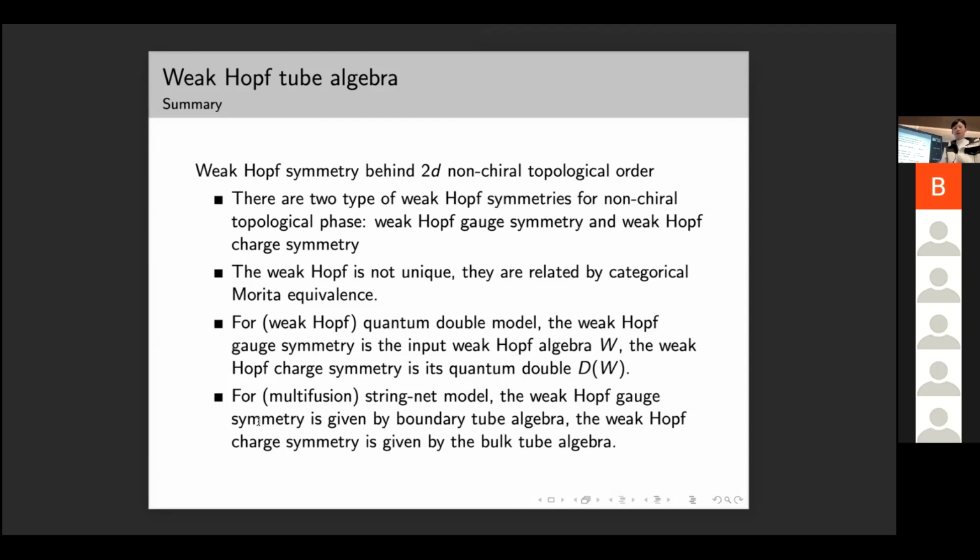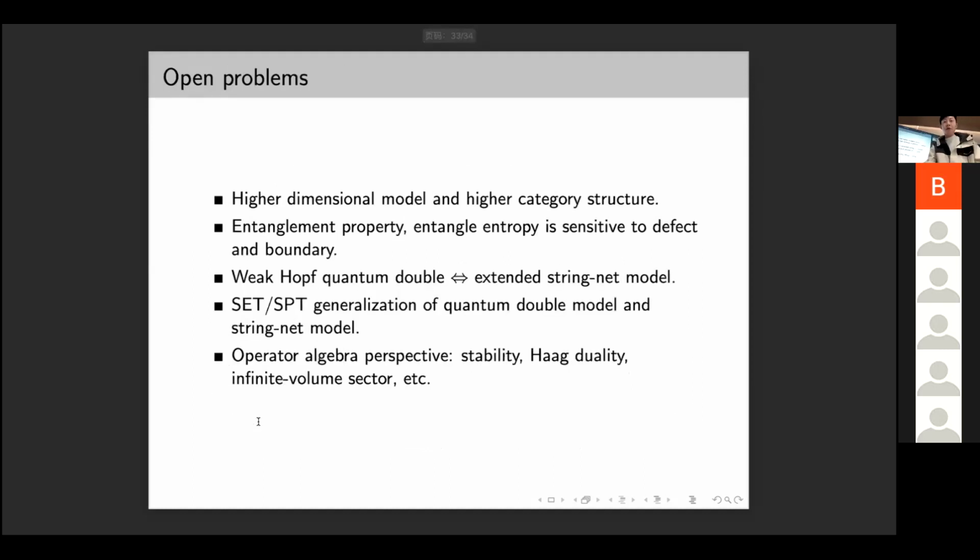To make a summary, the tube algebra gives us the weak Hopf symmetry for the string-net model. Because we have worked this out for the multi-fusion string-net model, this also covers the ordinary string-net model. So for the string-net model, we can also have this tube algebra. The bulk tube algebra is just the weak Hopf charge symmetry of the string-net model, and the boundary tube algebra is just the weak Hopf gauge symmetry for this bulk phase. And this can also be related to the quantum double model. Okay, so there are also some open questions.